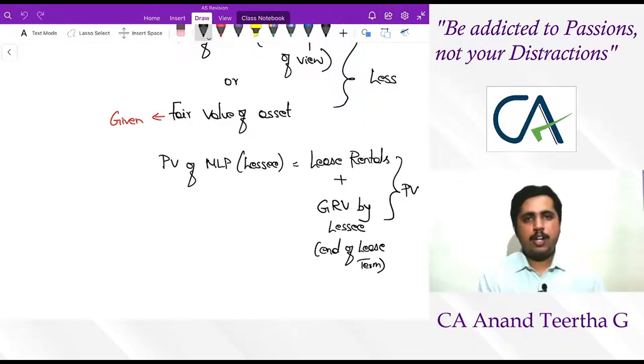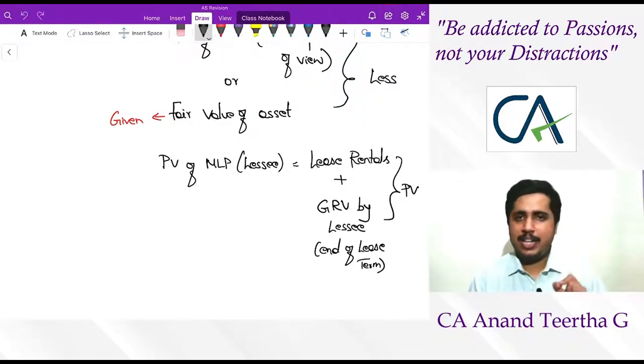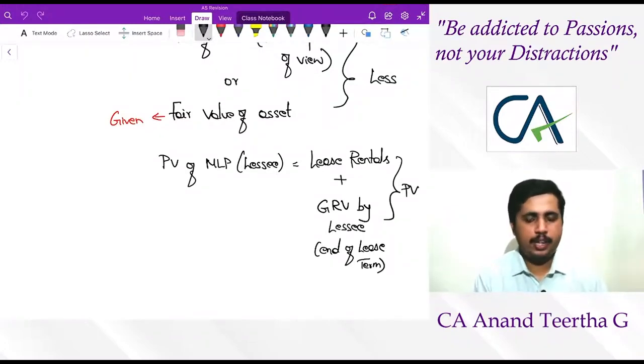If he promises, then it will be in the agreement and it's a part of minimum lease payment, because I have promised it. I have to pay to the lessor. So this is going to be the value through which you are going to decide at what value asset will be recorded. This is point number one.